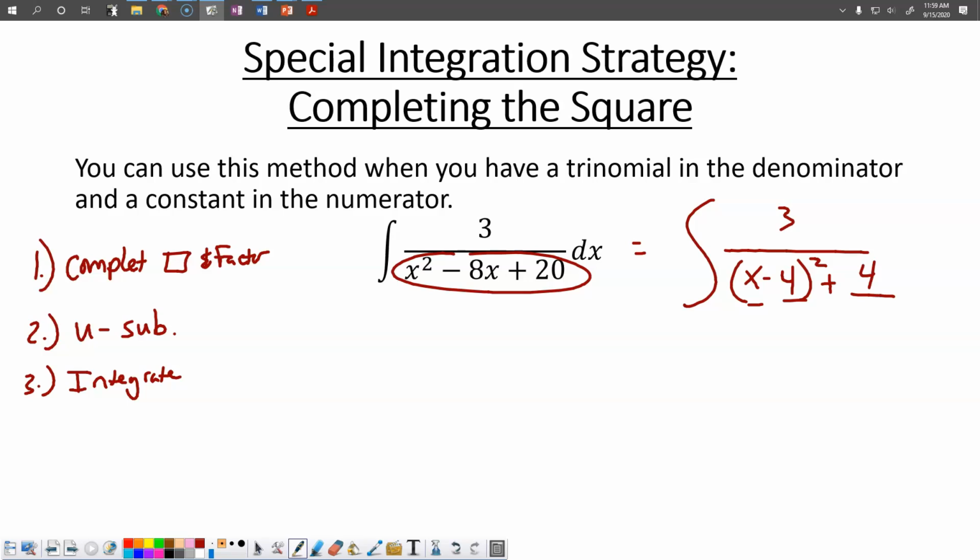The next step, after you complete the square and factor, is you're going to do some u substitution. And what do you think our u will be? Our u is whatever's in parentheses.